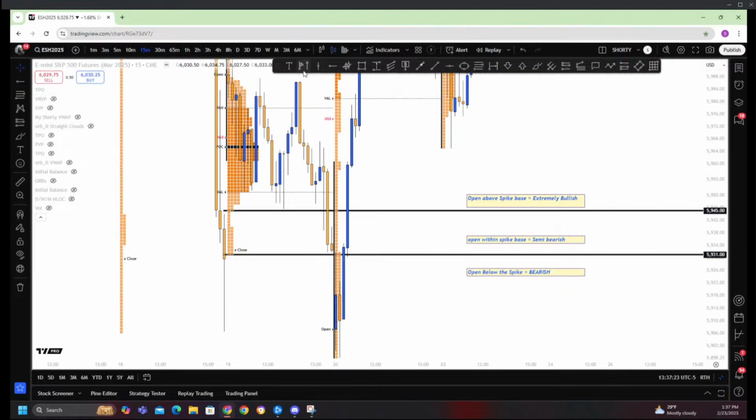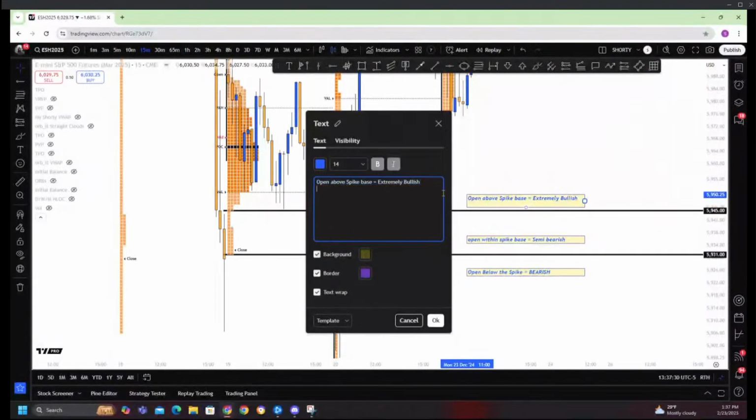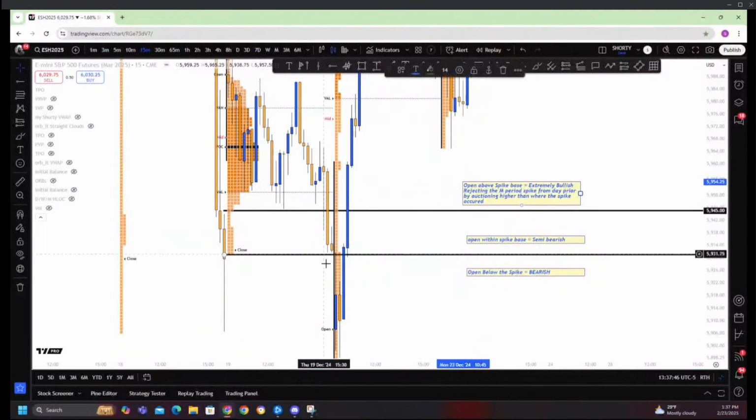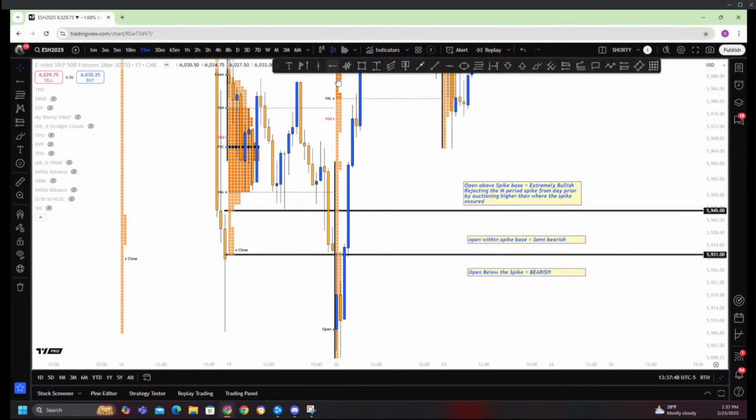And in terms of the language that you want to use, if you open above here, that means you're rejecting the M period spike from the day prior by auctioning higher than where the spike occurred. That makes sense? You're rejecting the lower prices. So in this case, this would be treated as the day after. Now that this day is over, this would be your access low. Does that make sense? You confirmed it.